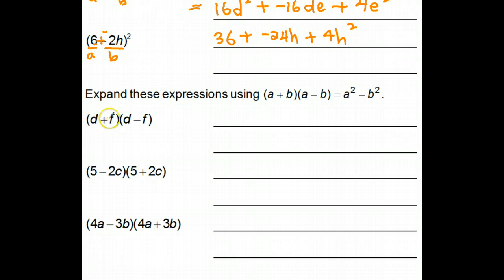So these 2 terms have to match those 2 terms. One has to be plus, one has to be minus. They can be swapped. The subtraction could be first and the addition second, because it doesn't matter what order you multiply things in. So that's A, and that's B. So in this case, I can't even do 2 lines of setting out. It's just going to be d squared subtract f squared.